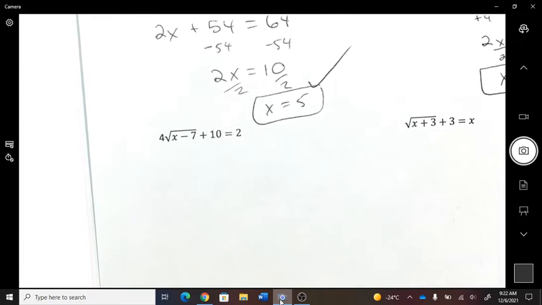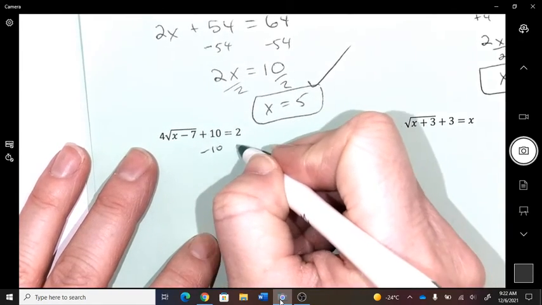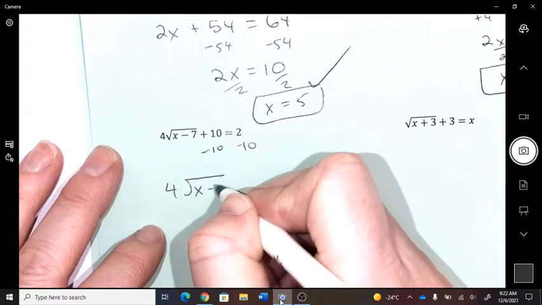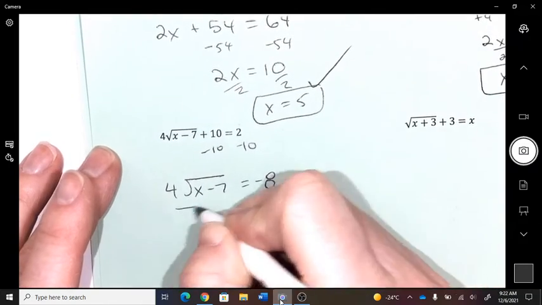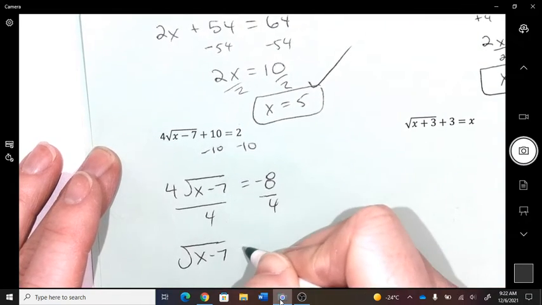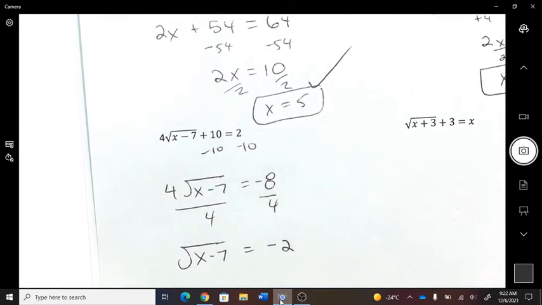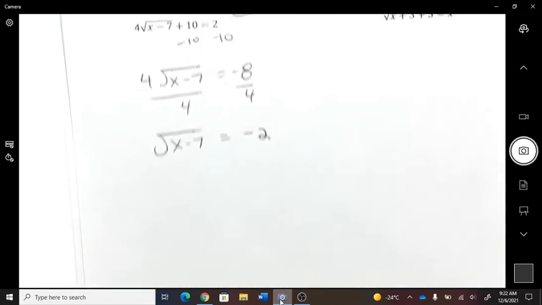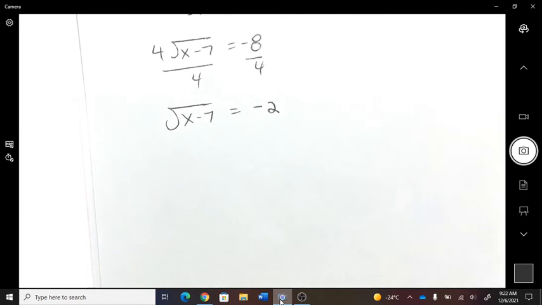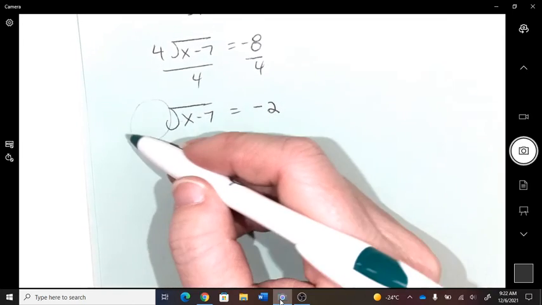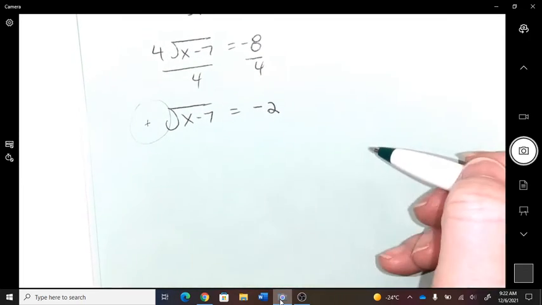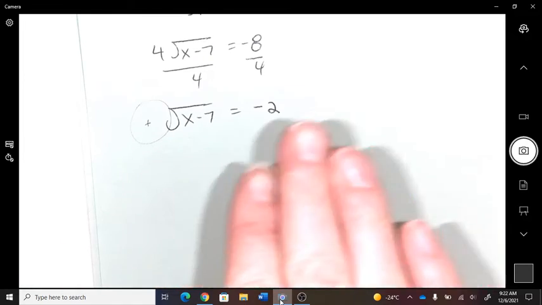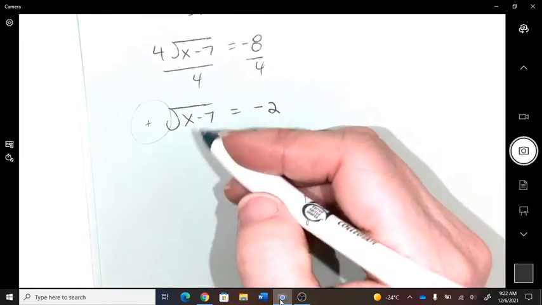Okay, next one. Same process here. I'm going to subtract 10. And divide by 4. Okay, at this point, there's something to be said. What did I talk about when you see the root of something? It's implied the positive of that root. So therefore, the positive of this root could never equal -2.